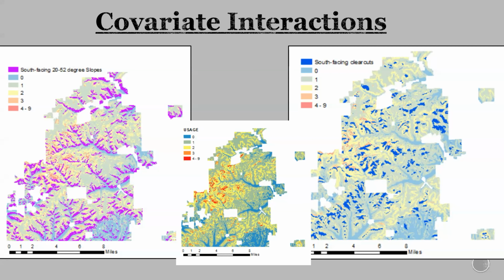And here we're just showing those major relationships of slope degrees and south facing slopes, and then clear cuts and south facing slopes, compared to our final RSF results. So you can have a visual of that.